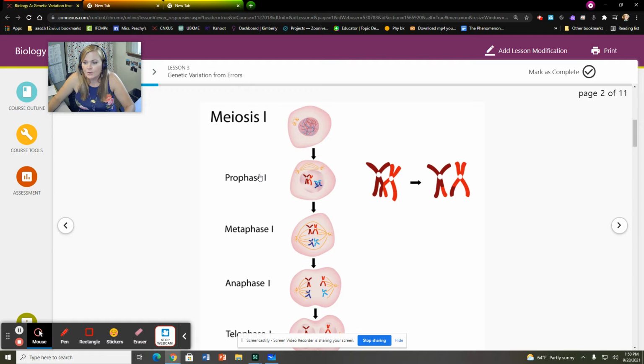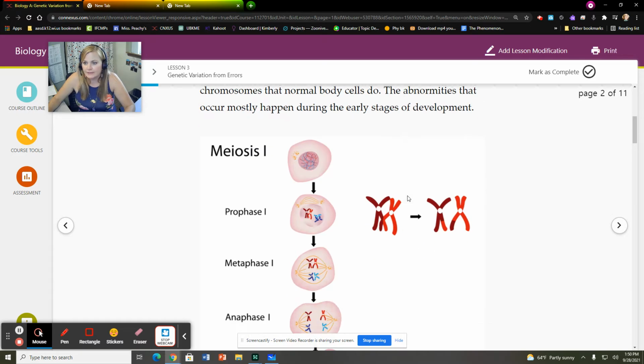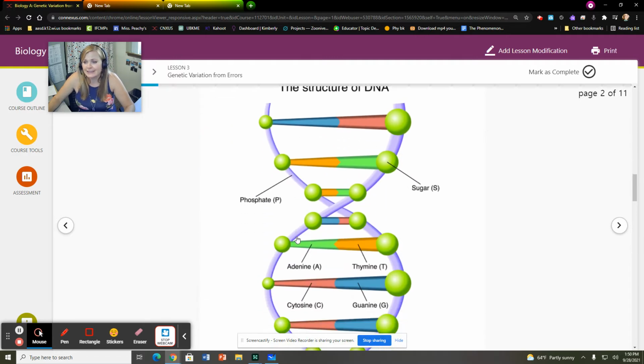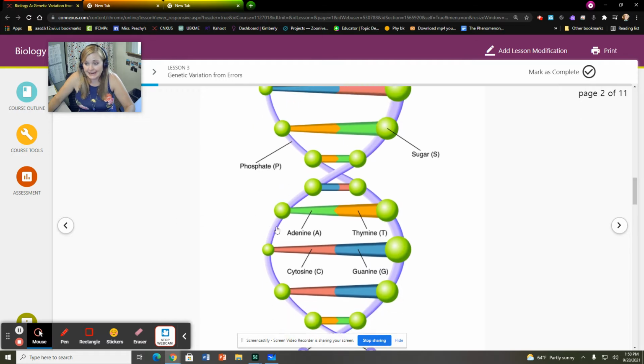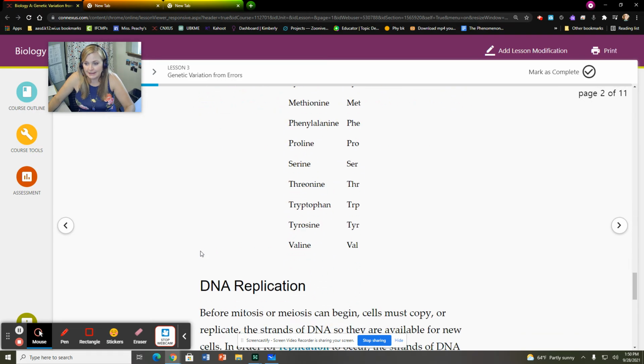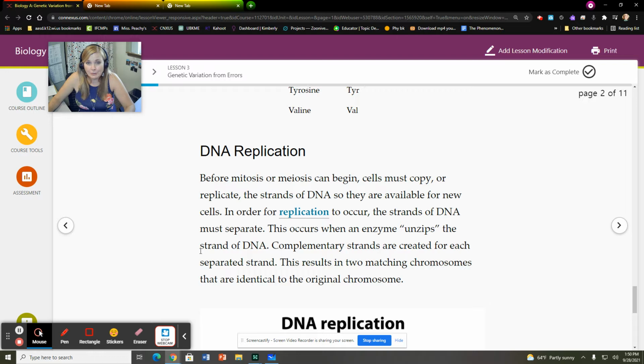So it talks a little bit here about some of the vocab that we've already revisited before. It reminds us of the structure of DNA. That DNA is this double-stranded helix. It has a sugar phosphate backbone, and the two strands of DNA are joined together by these nitrogenous bases in DNA, that is adenine, thymine, cytosine, and guanine.